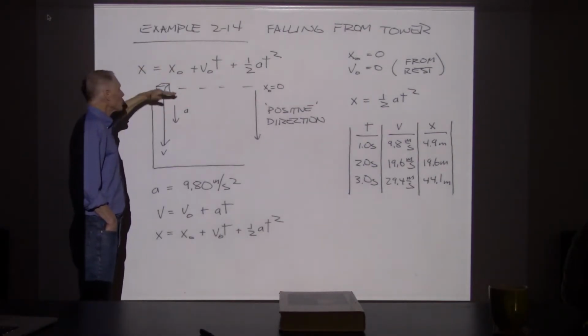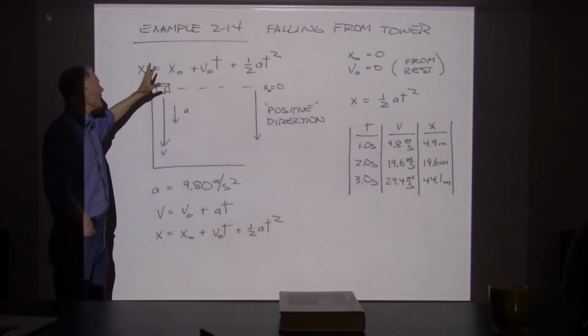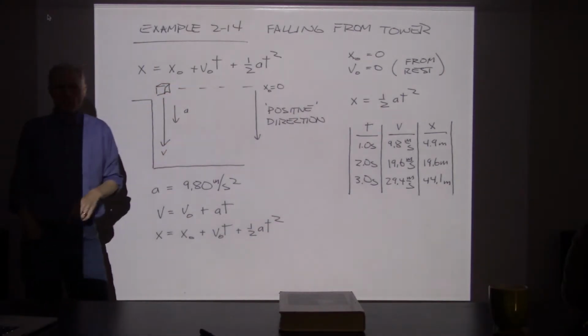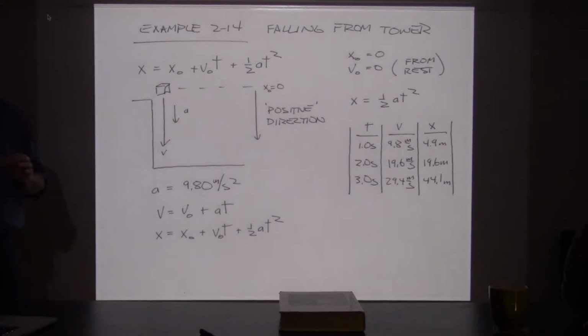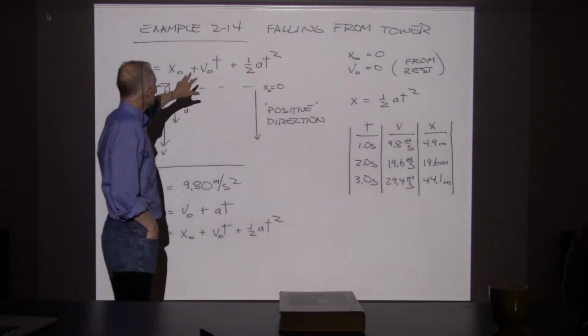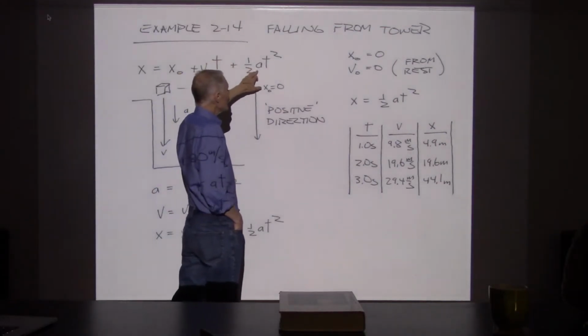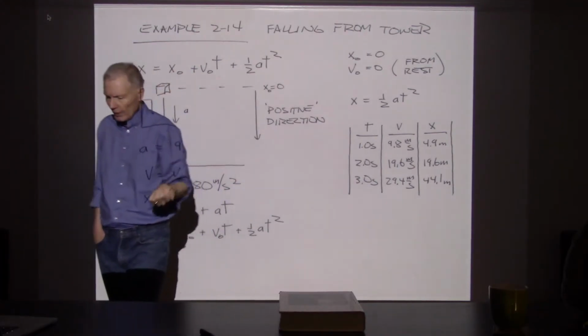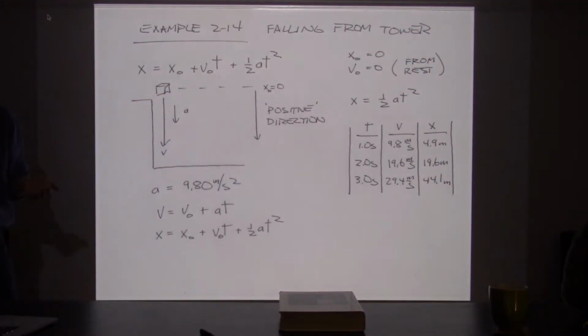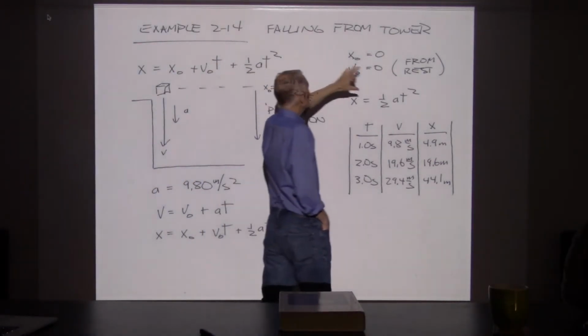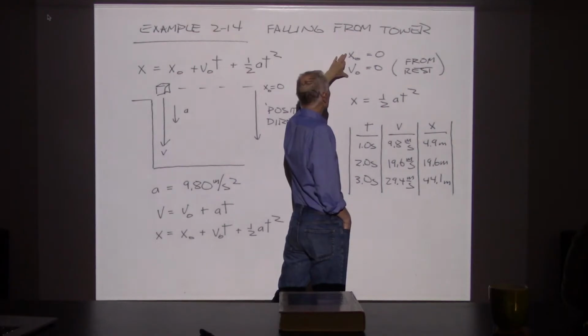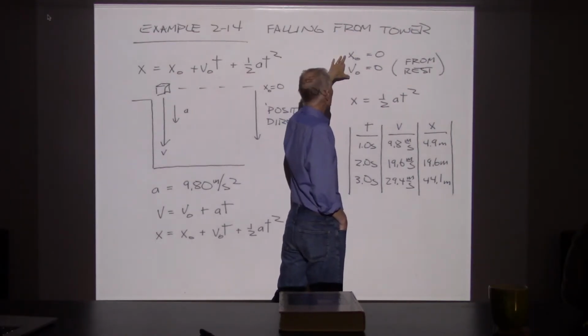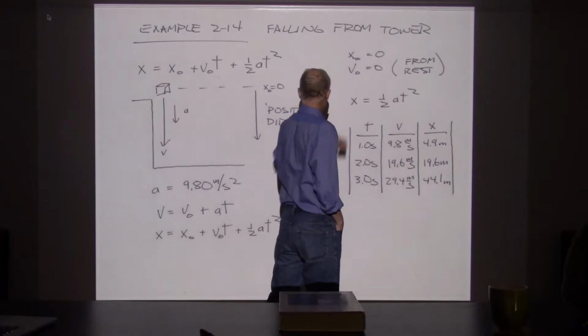That drops out. We're dropping this, which means we're letting go, which means the initial velocity is 0. So the x naught term drops out, the v naught term drops out. Those two terms both drop out. The only thing I'm left with, and there it is, there's my simplification, is the 1/2 a t squared term in the expression. That's the only thing left. So again, it's from rest, and I've decided on a coordinate system that I think is going to make the problem really as simple as possible.